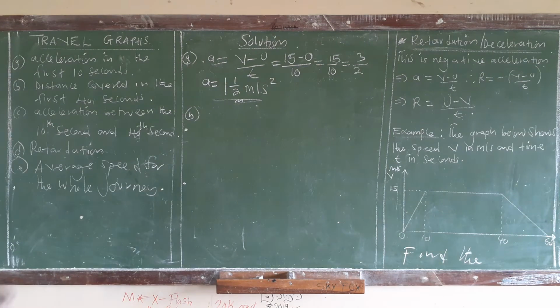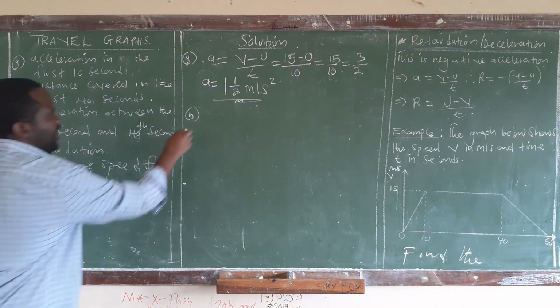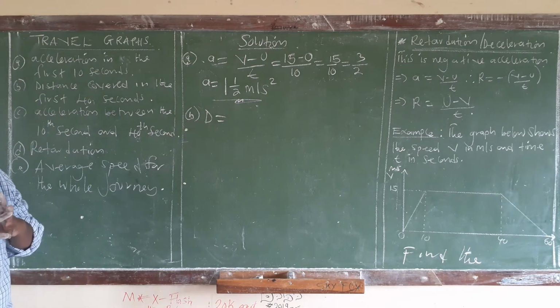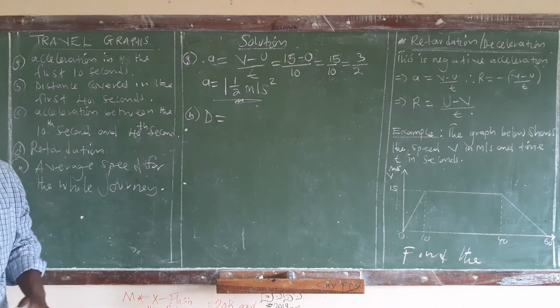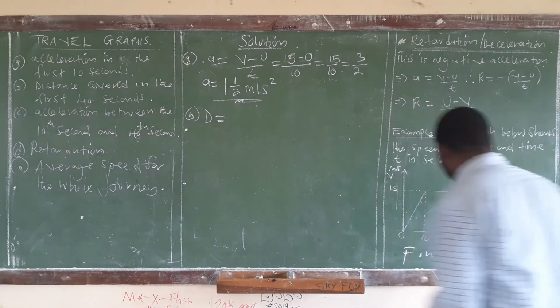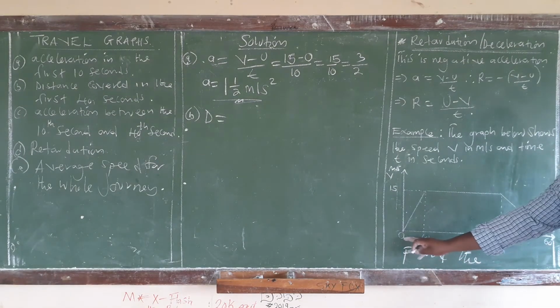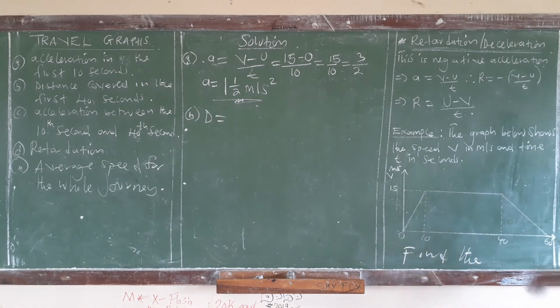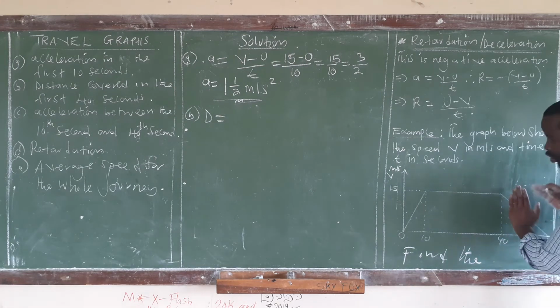Distance covered in the first 40 seconds. So we are saying distance, remember we said distance is defined by the graph. You look at the area under the graph. So in this case we want to find the distance in the first 40 seconds. That is from here up to there. So this is the whole of this. So now, when you look at this, you ignore this part.